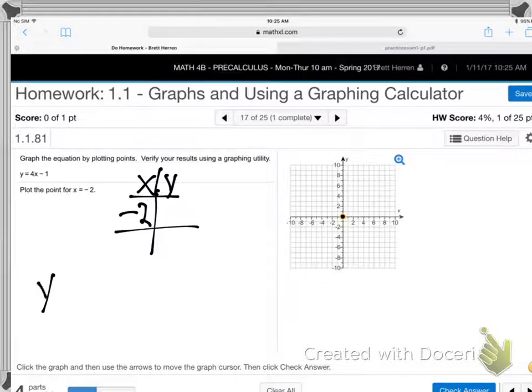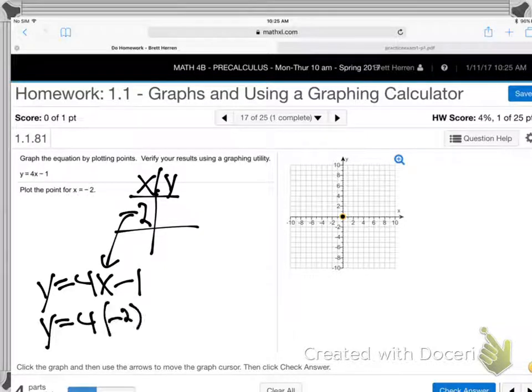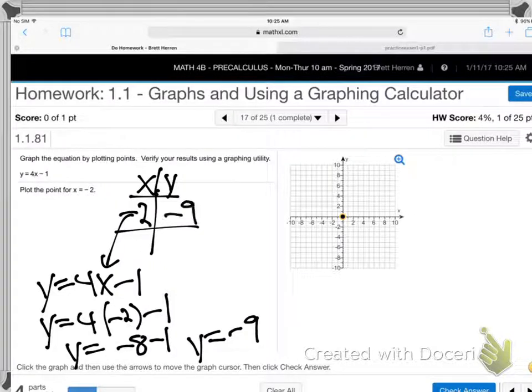So I'll say, okay, so y is 4x minus 1. Plug in the negative 2, and we get something. What's that? Negative 8 minus 1, negative 9. Negative 2, negative 9. There it is. So that's the dot. They say plot the point. So I guess they just want you to find that dot. So you would just put that dot on the graph, and then they probably ask you for another one.